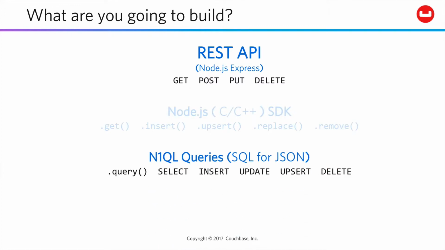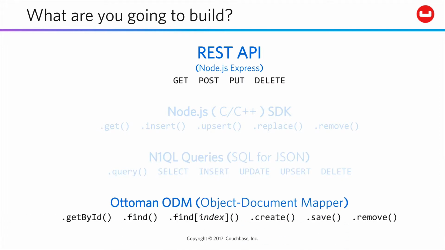You'll also use the query operation of our SDK to perform select, insert, upsert, update, and delete operations, learning along the way that our query language, N1QL, is SQL for JSON, and along with our APIs gives you a lot of choice and flexibility for your implementations. Then we're going to turn our focus to Ottoman, an open source, model-based object document mapping framework for Couchbase.